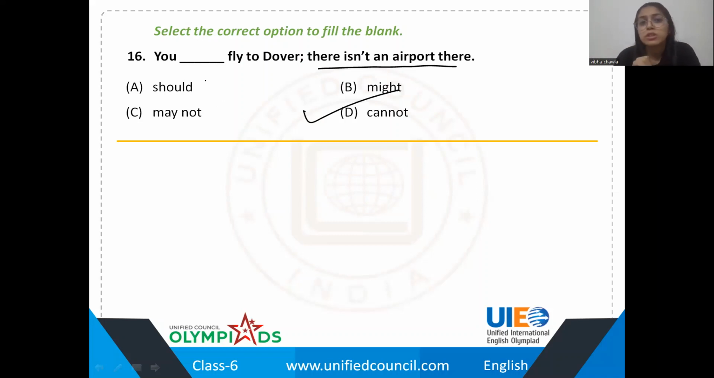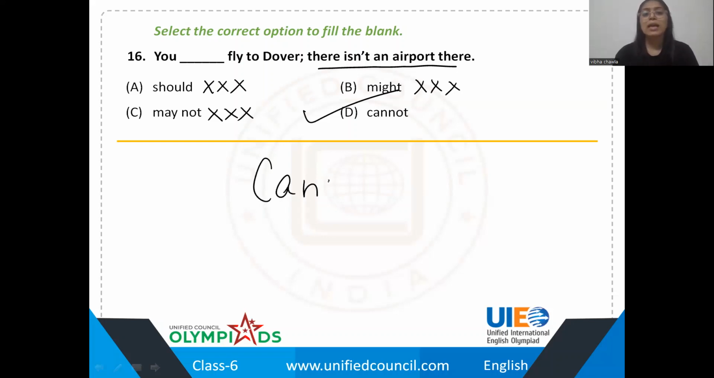It should not be should. We are not giving advice here, right? We rather say a piece of advice. We are not giving a piece of advice here, so should is ruled out. Might is for possibility. There are no chances of flying to Dover because there is not an airport. When there is not an airport, how can there be possibility also? So might is also ruled out. May again shows possibility, so that's eliminated. The only correct option is cannot.